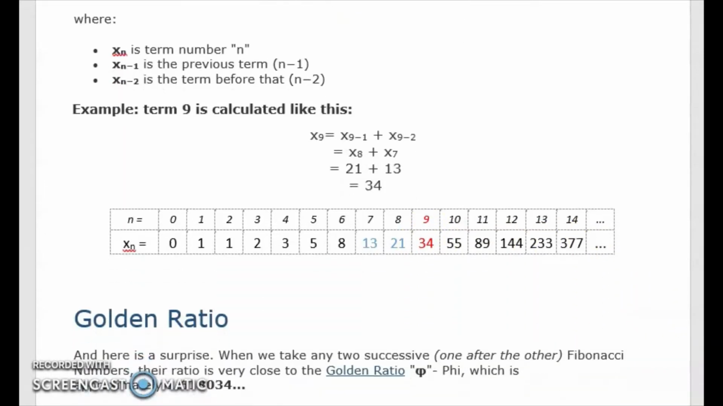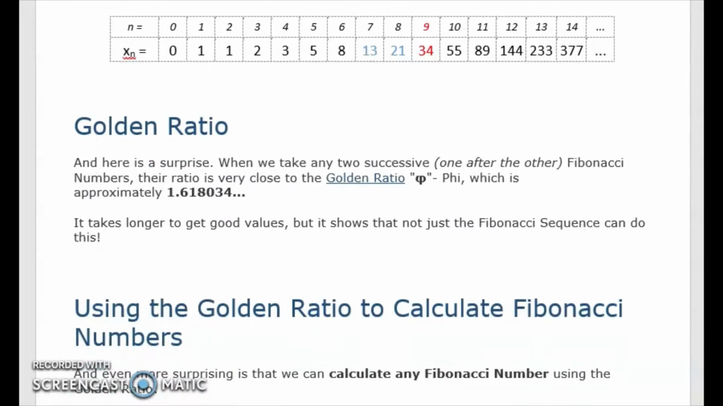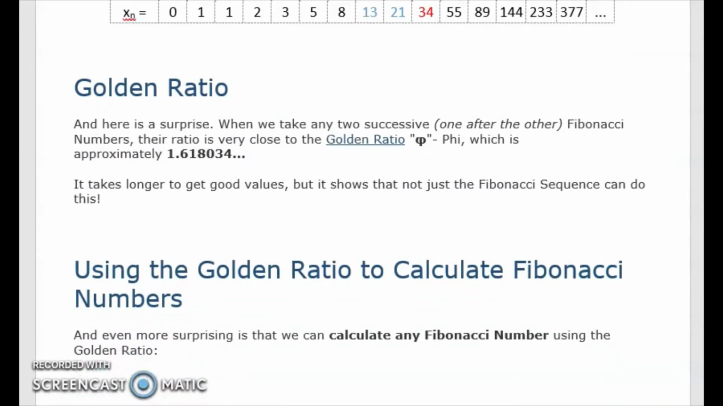So moving on, we also have the so-called golden ratio in relation to the Fibonacci sequence of numbers. Here is a surprise: when we take any two successive Fibonacci numbers, the ratio is very close to the golden ratio. This is the symbol phi, which is approximately 1.618034. Okay.